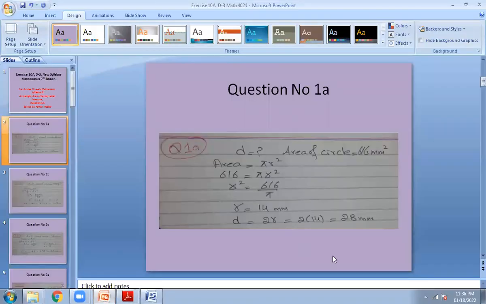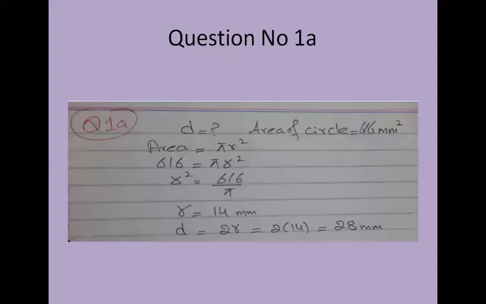So let me show you the first question. And on your screen, the question number 1 is showing. It says, what's the diameter? Area of the circle is 616 millimeter square. Area is equal to pi r square. That's the formula for the area of a circle. Area is already given. 616 equals pi r square. So r square will be equal to 616 divided by pi, and then square root, and the r value will be 14 millimeter. We know the diameter is equal to 2r, so 2 multiplied by 14 is 28 millimeter. So this is how you will do question number 1, A part.